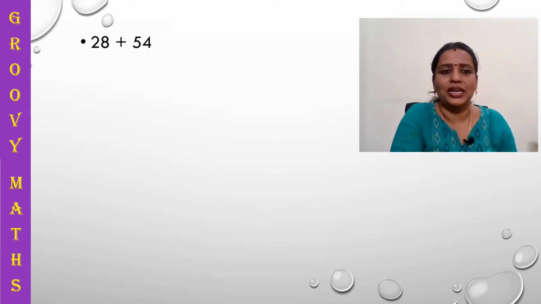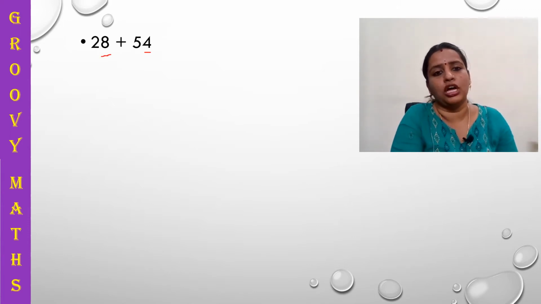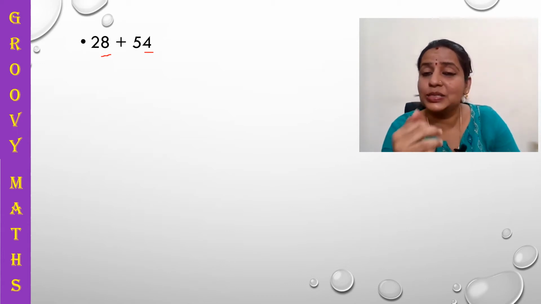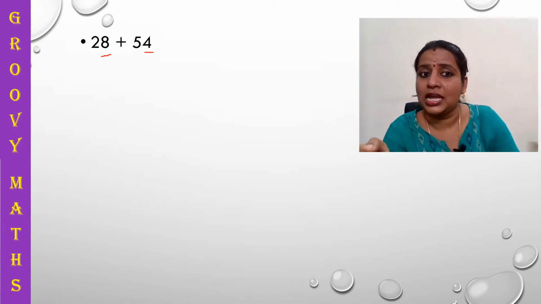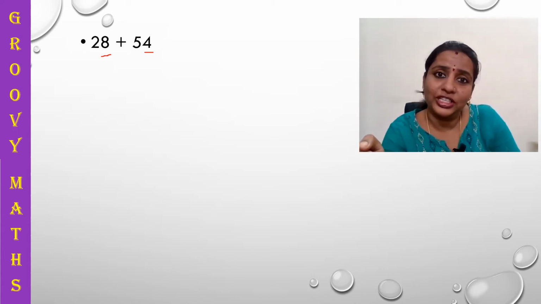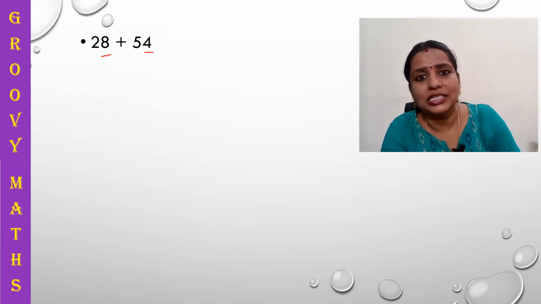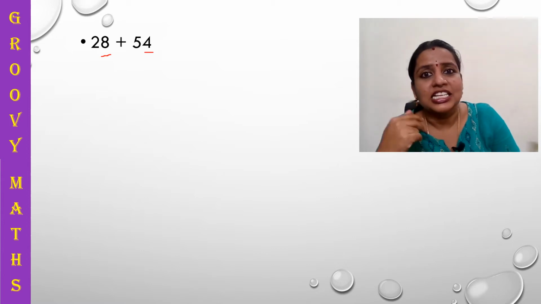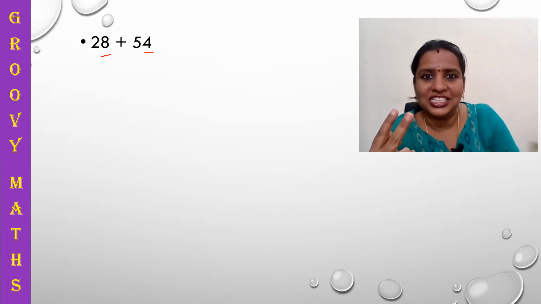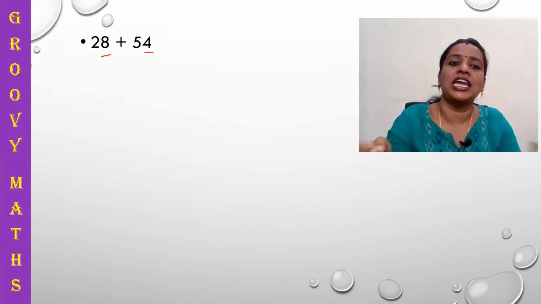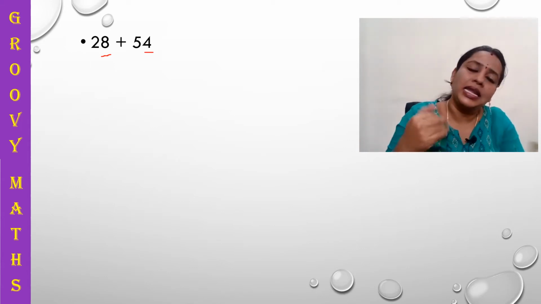See here, 28 and 54. Have you noted it? 28 is much closer to a multiple of 10, and it is much closer to 30. So I can make this 28 into 30 just by adding a 2 to it, isn't it? Yes. So now I'm going to make 28 a 30 by adding a 2 to it.